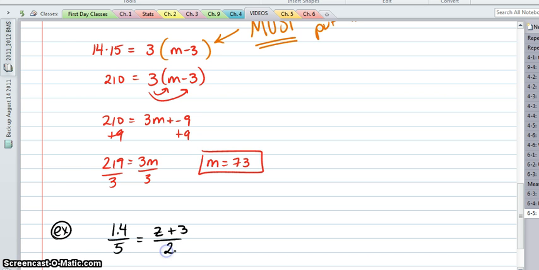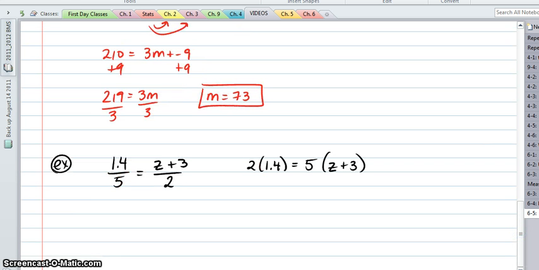Hit pause, and then when you're all set, hit unpause. Okay, so if we're checking this one here and we multiply across, so 2 times 1.4 should equal 5 times the sum of z and 3. We can go ahead and solve this. You should get z equaling negative, depends on how you did it, but -2 and 11/25, or if you solved it with decimals, -2 and 44/100.